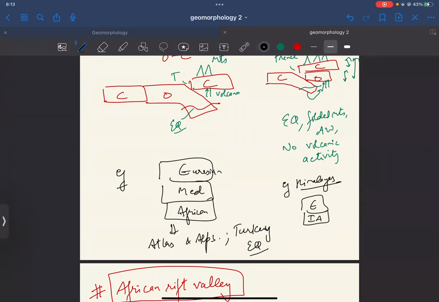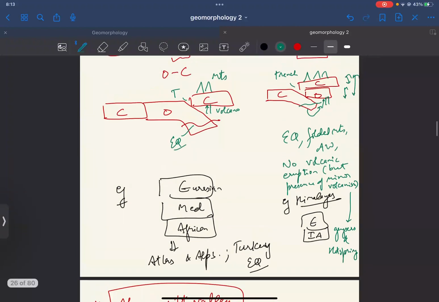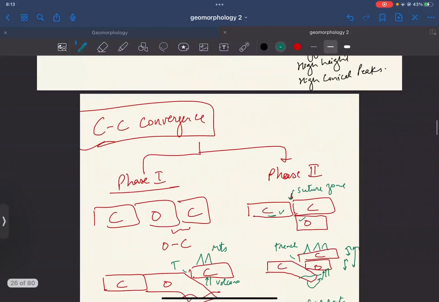lack of volcanic activity. I would say a better term would be no volcanic eruption, but the presence of minor volcanism. How? Minor volcanism via geysers and hot springs. So there is no volcanic eruption, but minor volcanism is present. This is the better term. So they are found in the Himalayas. I hope this is clear, right?